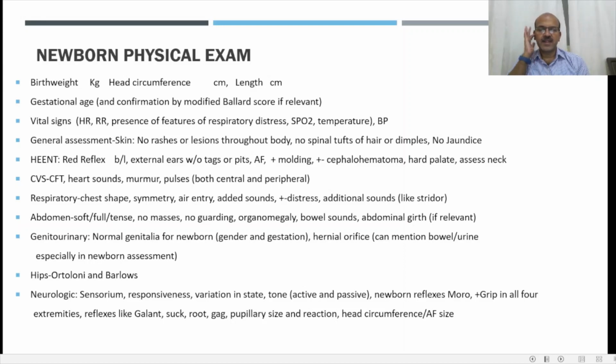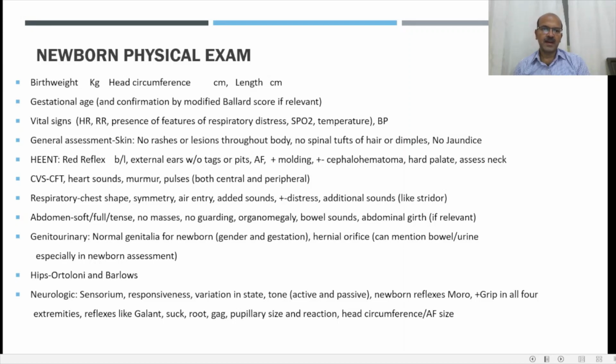So the red reflex should be examined either at the initial assessment or within the next assessment, so we don't miss it. We should look for it bilaterally. External ears for presence of pits, anterior fontanelle, presence of molding. So molding is more to reassure the family, they'll be worried about the head shape. Cephalohematoma also should be explained clearly to the family. You can refer my videos on these topics as well.